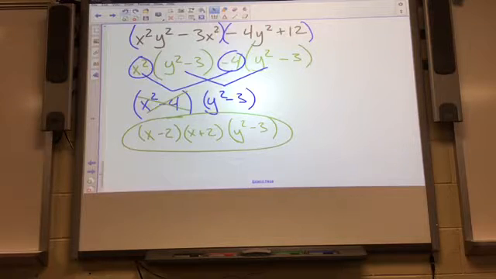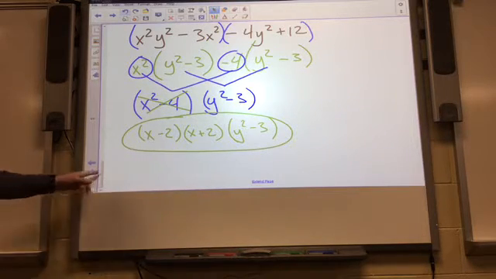Questions on any of that? I don't think the grouping part is going to be the difficult part. It's going to be identifying the sum or difference of 2 cubes.